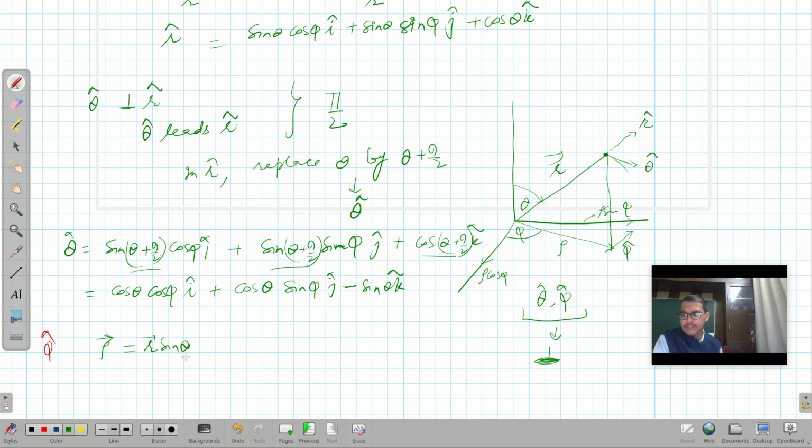So what should I do? I can write the rho vector as rho cos phi i cap plus rho sine phi j cap. One is along the x-axis and another is along the y-axis. And what is rho cap? Rho cap is the rho vector divided by rho. So it is cos phi i cap plus sine phi j cap. That's what I am getting here.